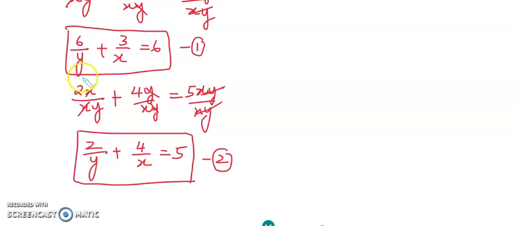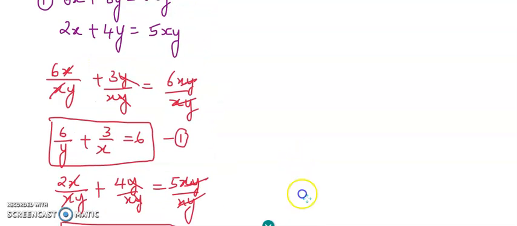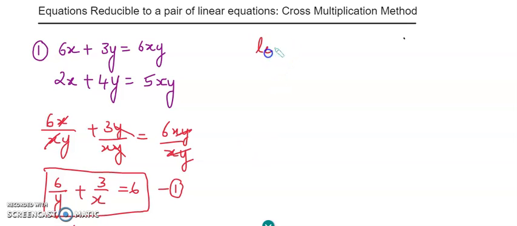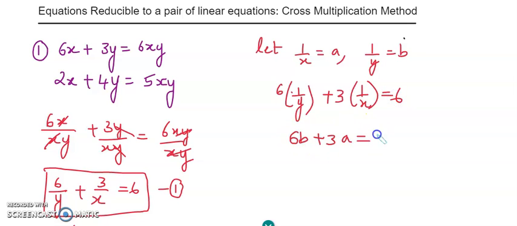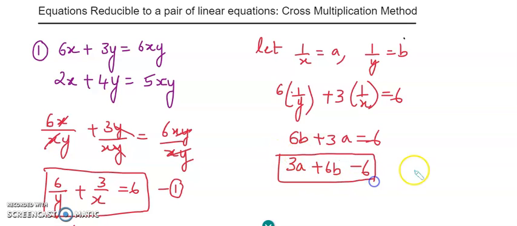So what do I have to do? Yes, I have to make a supposition. Let 1 upon x equal a and 1 upon y equal b. So it will turn out to be 6 times b plus 3 times a equals 6. So 6b plus 3a equals 6. You can rearrange it: 3a plus 6b minus 6 equals 0. Why am I bringing the 6 over? Because I can then apply the cross multiplication.